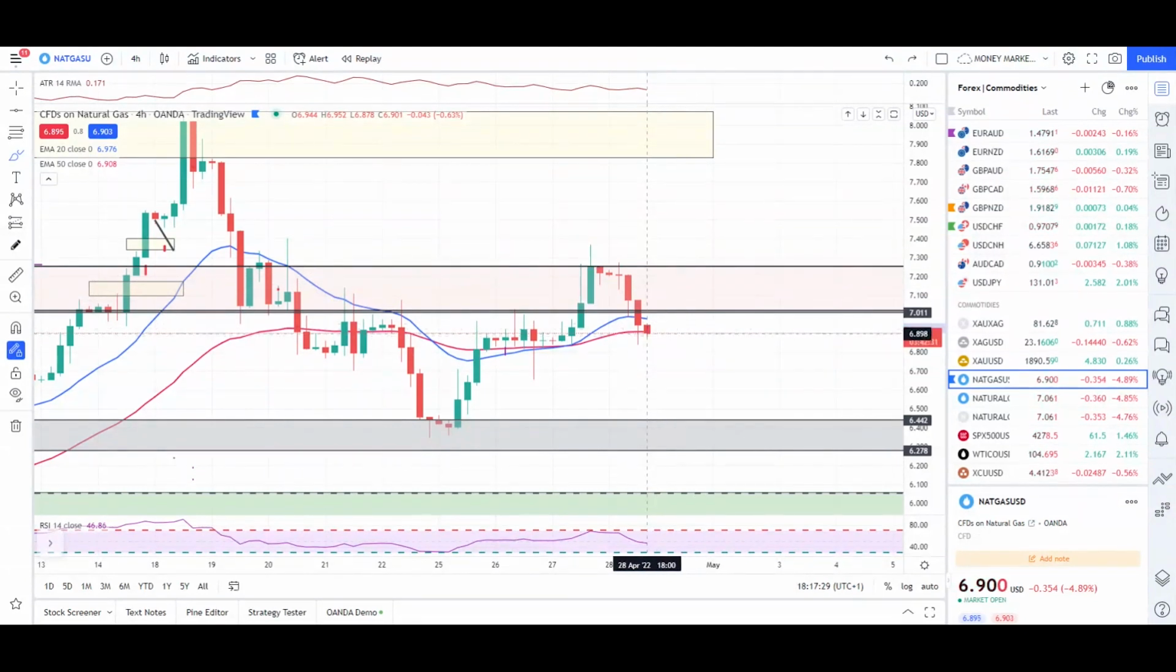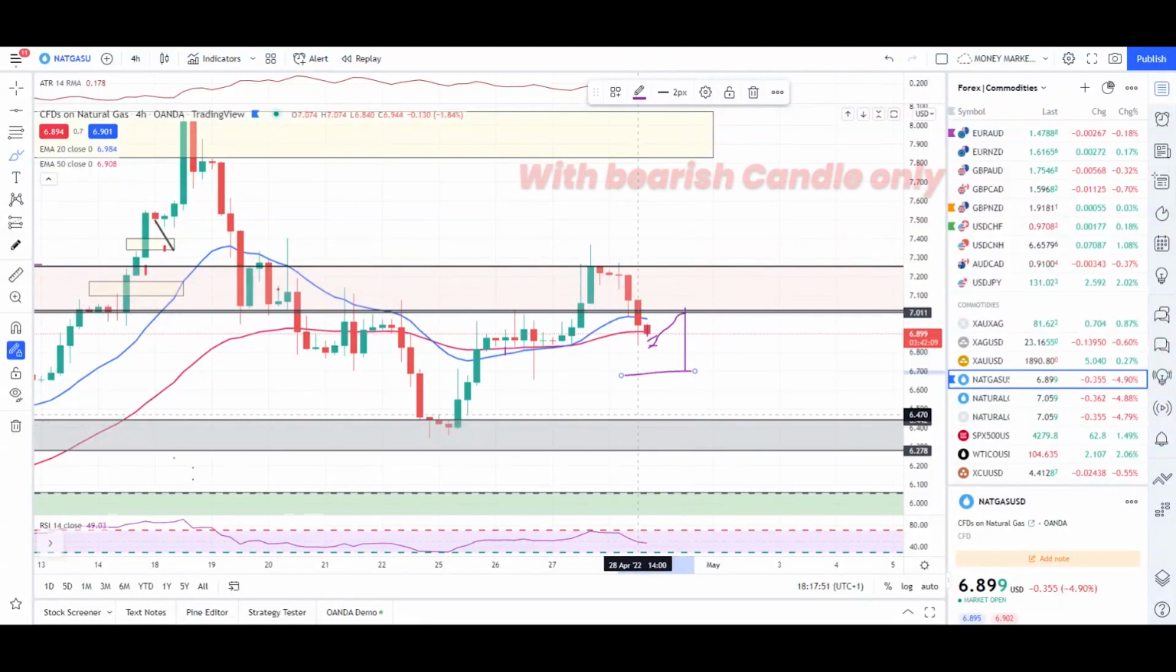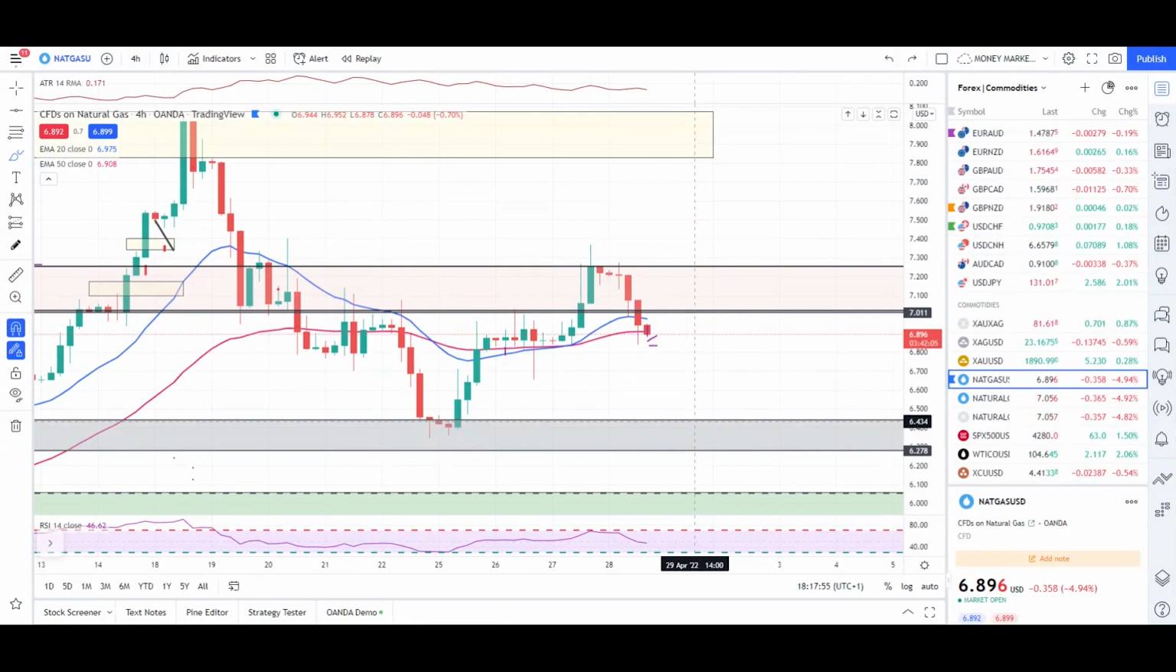Otherwise, if we break and close below the 50 EMA, and I want to see two candles close below it, then I look for a retest of my zone to take short trades back to the next level of support, which is 6.434. If we break below, we have a strong sign the market can go back down to the gray zone. I will only go for buying trades once we break and close above this red zone. Then I will look for another target above the next level.